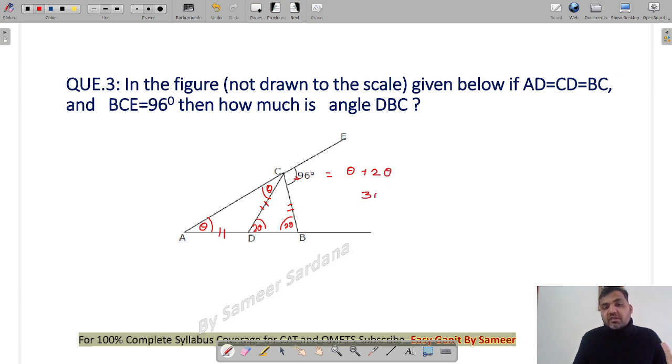That means the value of 3 theta will be equal to 96, and the value of theta will be equal to 32 degrees. Now if the value of theta is 32 degrees, therefore the value of angle DBC will be the same as 32 into 2, because that's 2 theta. That means the answer to the question will be 64 degrees, and that's the answer to the question, guys. Very simple and easy question, guys.